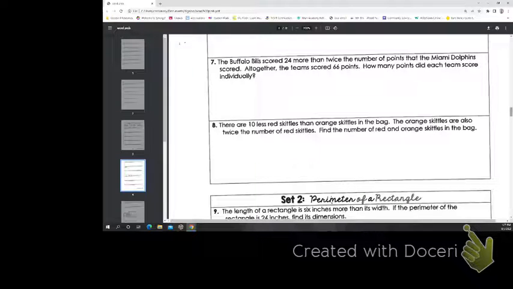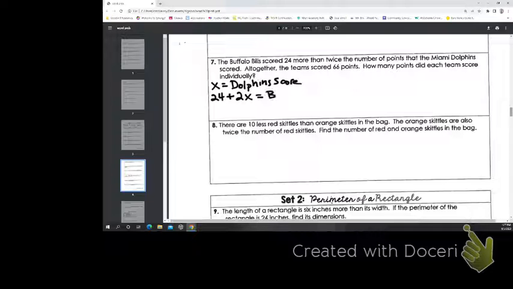So here I have how many points did each team score individually? Well, it says the Bills scored 20 more than twice the Dolphins. So the Dolphins are the ones with the lower score. So I would let X be my Dolphins score. And then the Bills, 24 more than, so 24 plus twice. Or I could have said 2x plus 24 is the same.